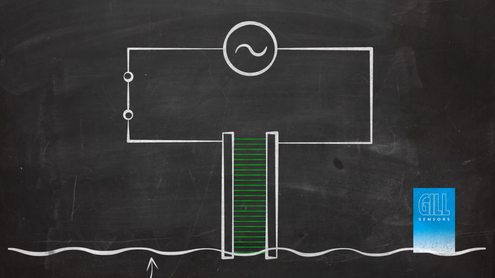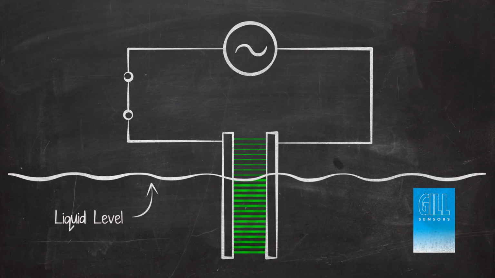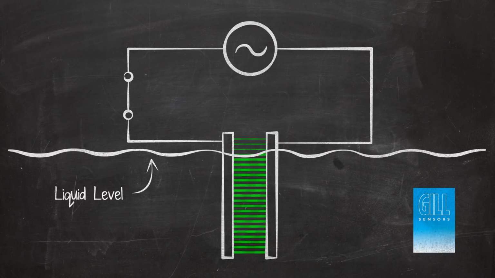As a dielectric liquid is introduced between the electrodes of the capacitor, the capacitance changes progressively and liquid level can be determined.